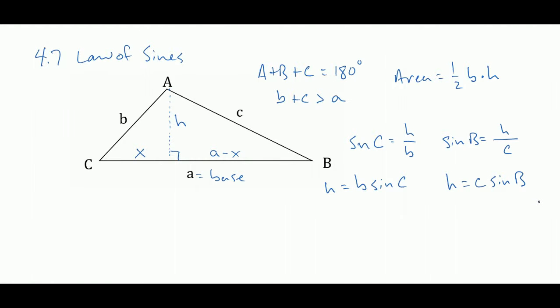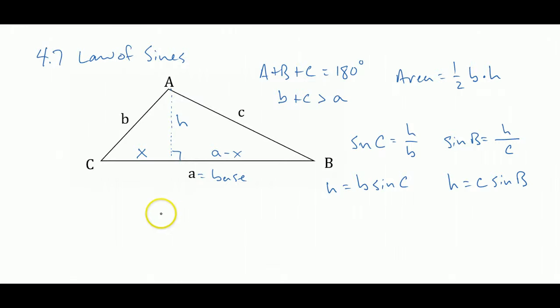How that helps us out is in the area formula: my area of the triangle was equal to 1/2 times the base. The base in this case is length A, times H. For the height, we came up with two expressions. It could be equal to B times the sine of C, or it could be C times the sine of B.